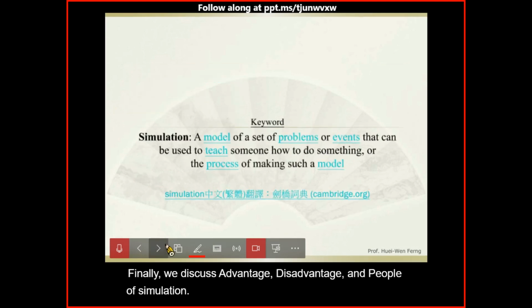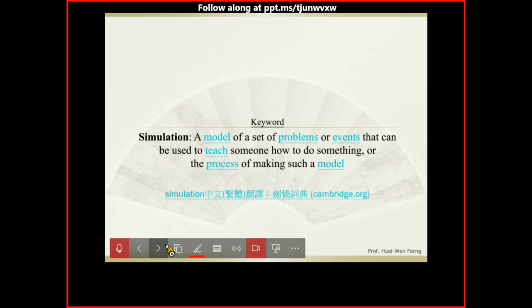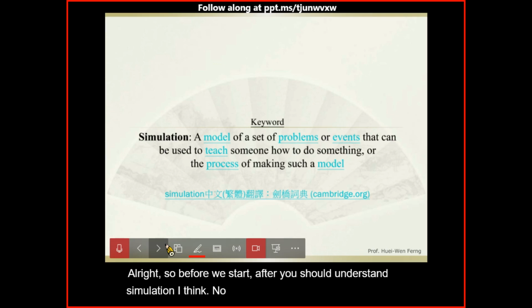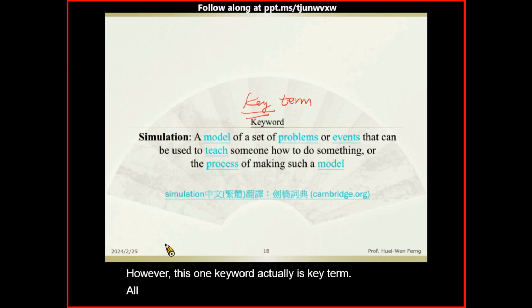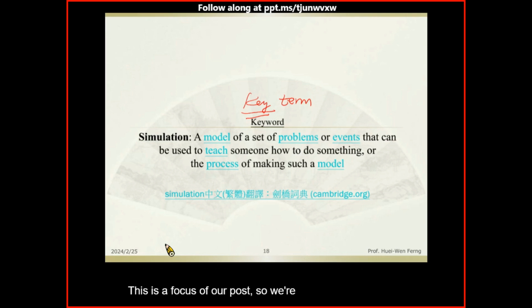Alright, so before we start, you should understand simulation. Well, I think no problem for that. However, this keyword is actually a key term. Alright, key term. Well, simulation. This is the focus of our course, so we have it as a key term here.